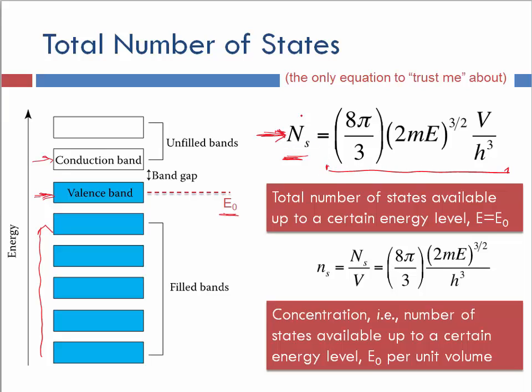So this is the total number of available states. Then the concentration, or number of states per unit volume, we can get by dividing n sub s by the volume. And then we get a concentration. So little n denotes the concentration of states. These are the concentration of states available up to a certain energy level.